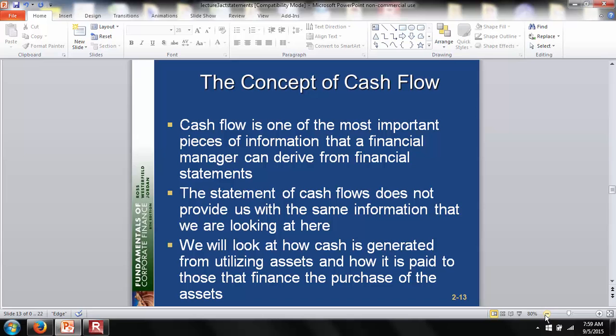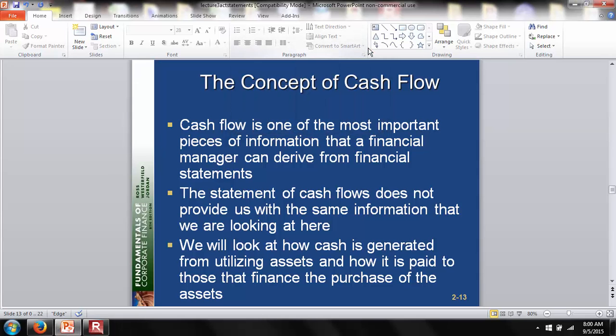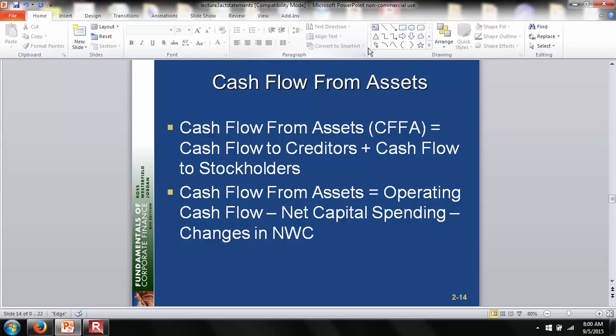The statement of cash flows does not provide us with the same information that we are looking at here. We will look at how cash is generated from utilizing assets and how it is paid to those that finance the purchase of the asset. If you go back to the balance sheet, on the left hand side we had the assets, on the right hand side we had the debt, and then the equity. Here we are talking about how we can use the assets. The cash flow from the assets is being split between these two parties. Part of it goes to the bondholders and part of it goes to the stockholders.